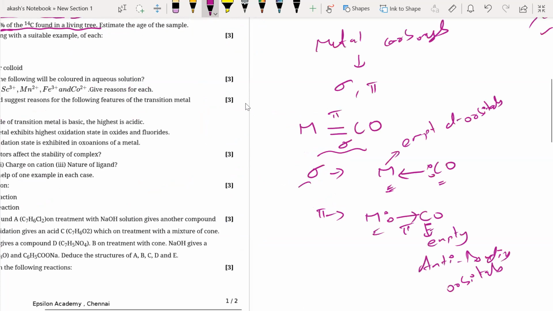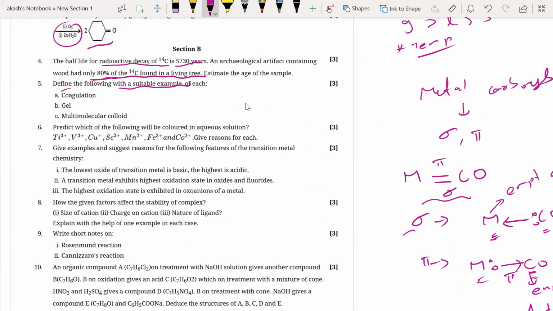Next, define the following with a suitable example of each. Okay, what is coagulation? Coagulation is conversion of a colloid into a precipitate. What do you mean by coagulation? It is the phenomenon of converting a colloid into a precipitate, obviously by adding an electrolyte. Okay, right. Fine. Next is gel.